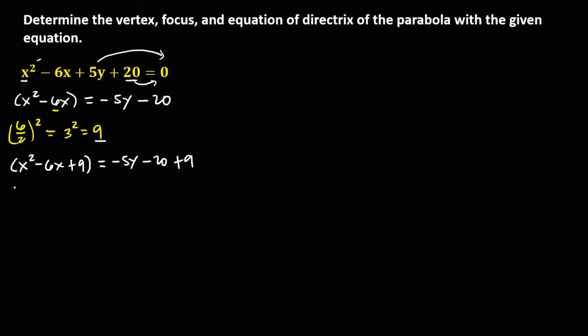Then apply factoring. So for x squared, that's x times x. Then since this one is negative, so minus. And for 9, that's 3 times 3. So we have x minus 3, then to the power 2. Then equals, so for the right side, we have negative 5y and negative 20 plus 9. So negative 20 plus 9, that's negative 11.